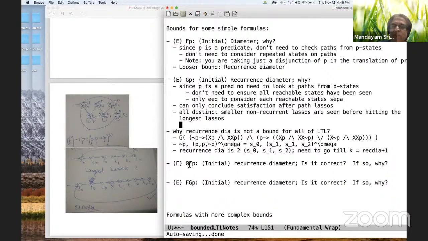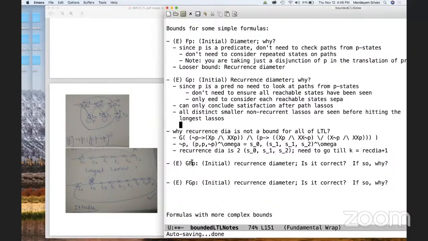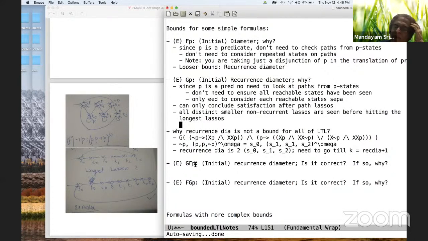Okay. So let's just look at G of something. You may be right, but the formal argument can be a little bit more precise. It is something like as follows. It's really following because the embedded thing is a predicate here. So let's look at G of P. What is the bound? It is the recurrence diameter.